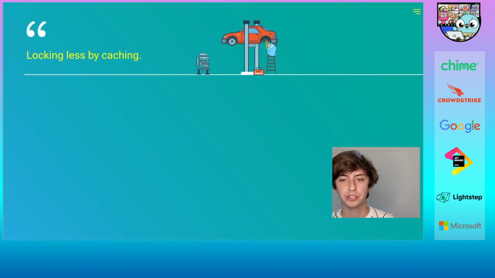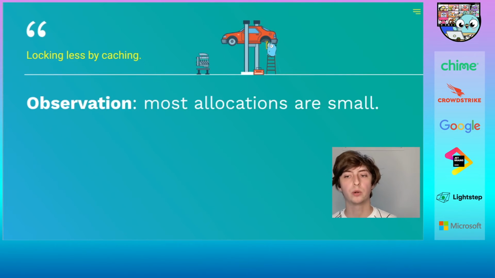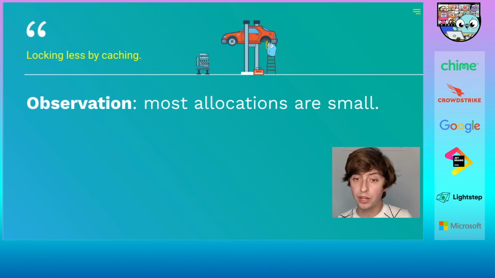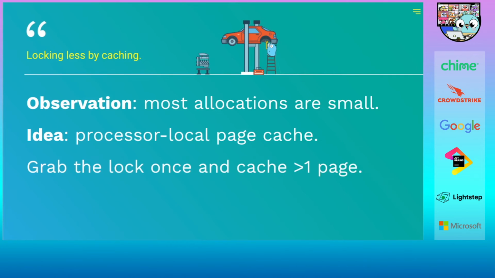Looking at some data from various Go applications, I found that most allocations are small, like one page exactly in size. And these are allocations to that free pool of pages. Okay, so great. Let's add a cache. Just grab the lock once, get a bunch of pages, and then keep that in a processor local cache where we don't need any synchronization. Then we can just get it. And we have our pages without locking quite as often.